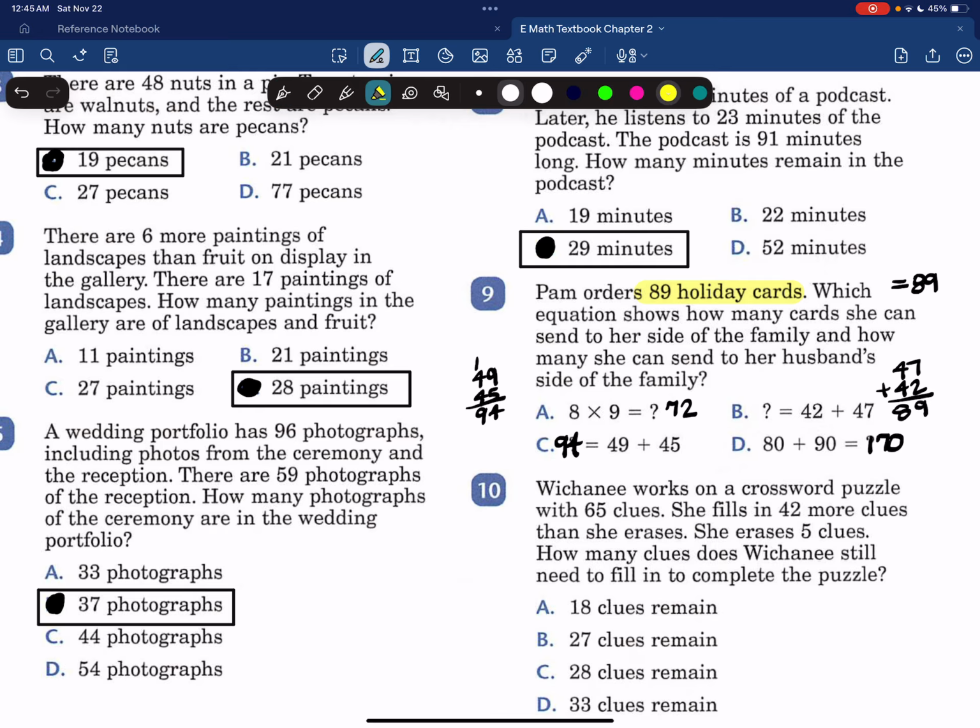I was thinking we don't want to make assumptions, and we don't. We have to pick the equation that balances with that 89. So either the husband's side or Pam's side gets 42, and the other side gets 47.